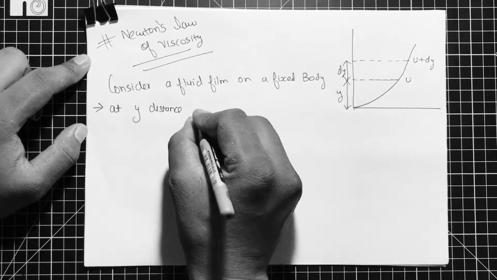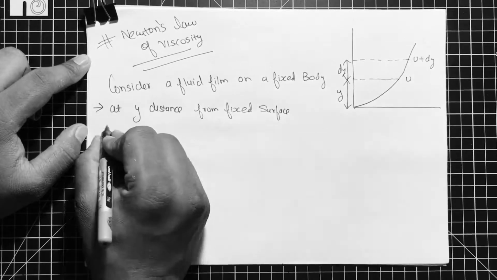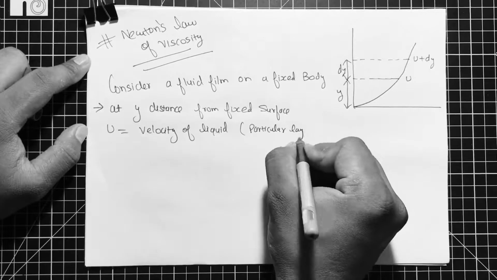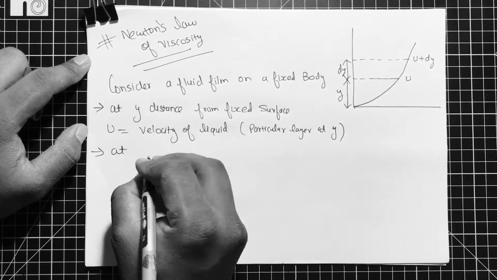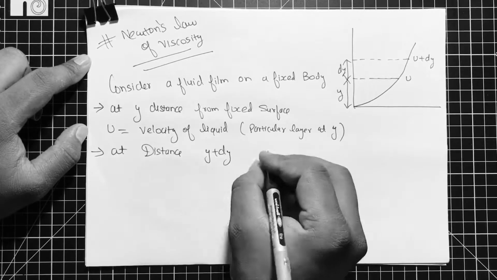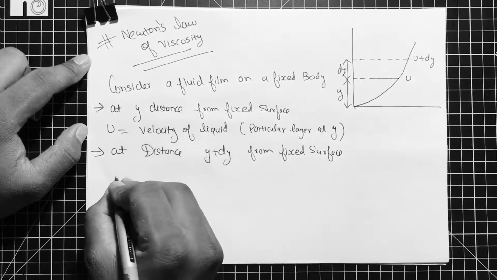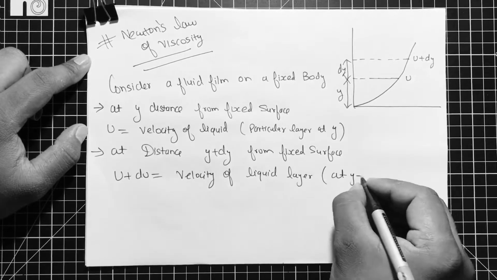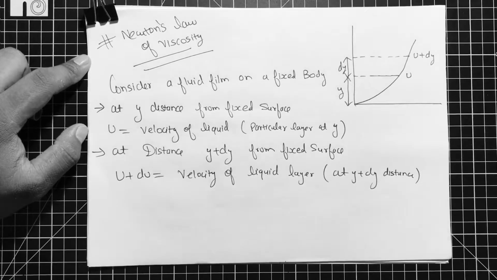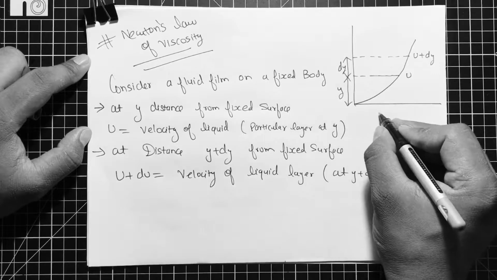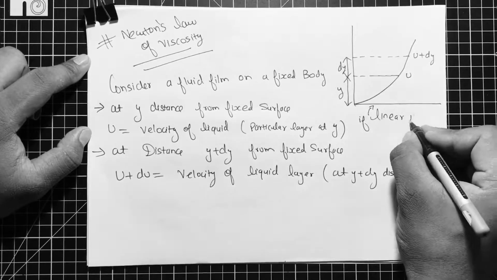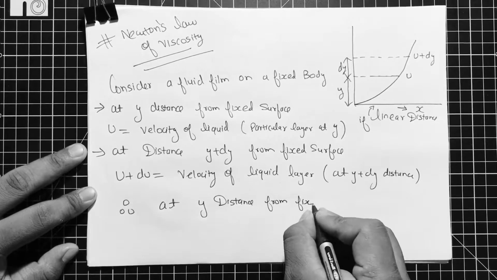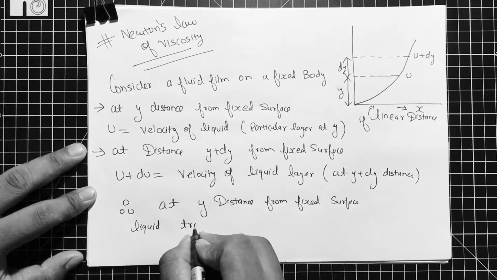We will consider a fluid film on a fixed body, such that at a distance y from the fixed surface, u is the velocity of the liquid at that particular layer. And at distance y plus dy from the fixed surface, u plus du is the velocity of the liquid layer at that distance. So at distance y from the fixed surface, the liquid travels u dt distance in the x direction. Similarly, at distance y plus dy from the fixed surface, the liquid travels u dt plus du dt distance in the x direction.